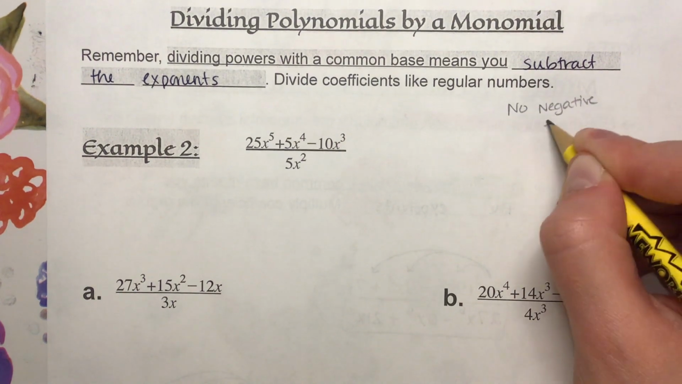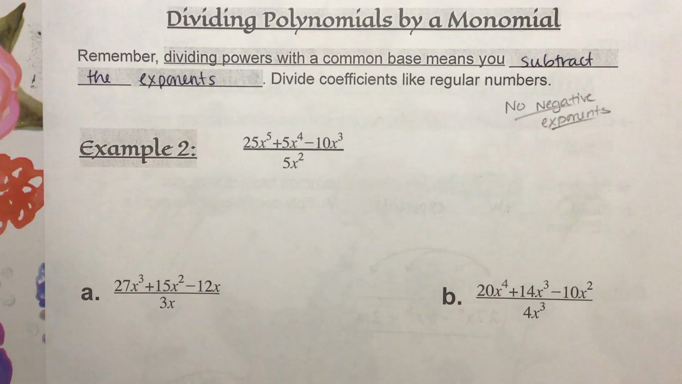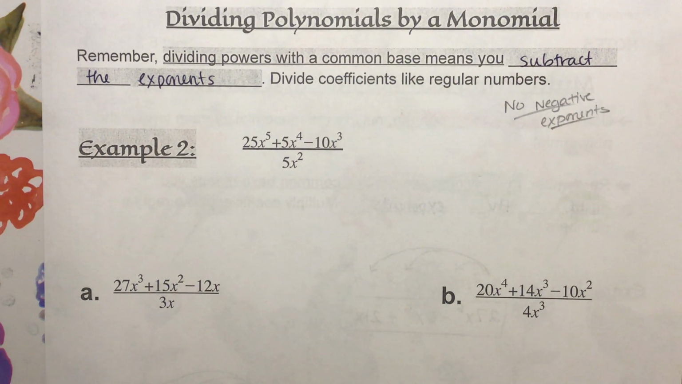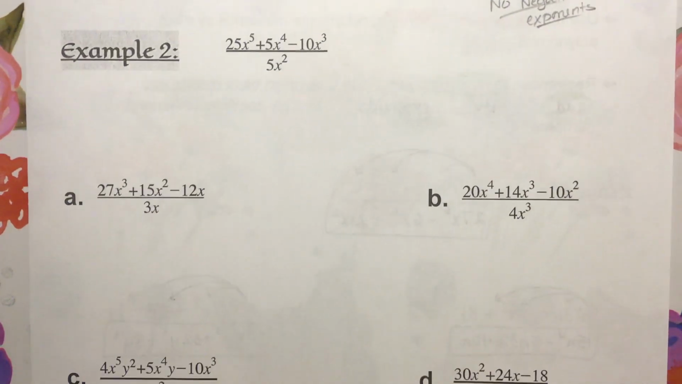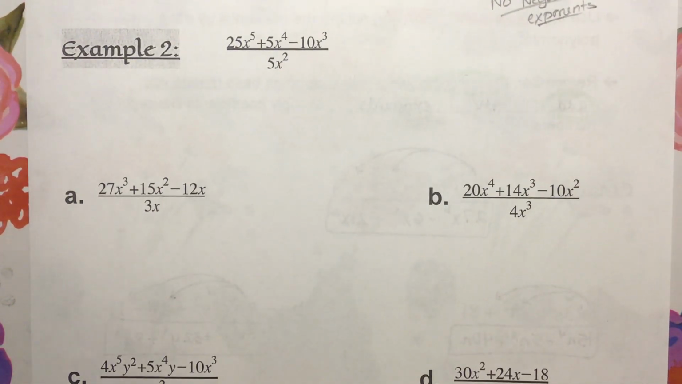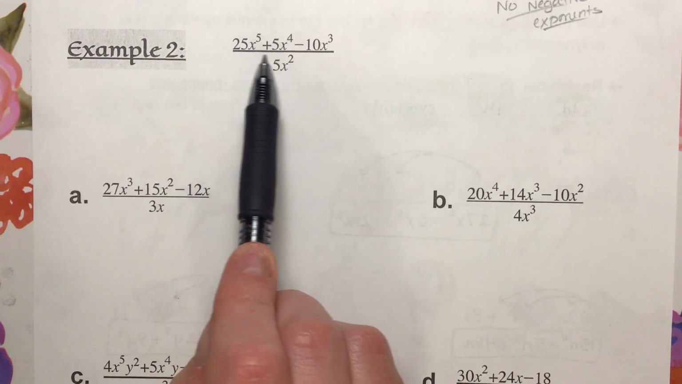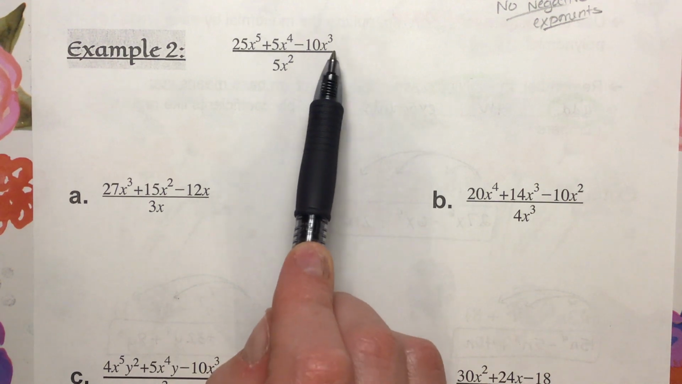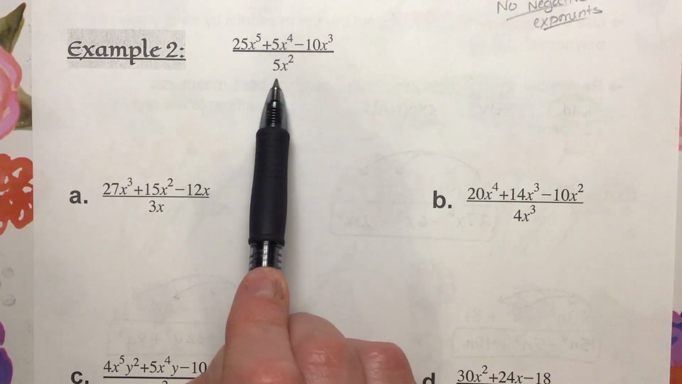So no negative exponents. We cannot have negative exponents in our final answer, so we're going to make sure we're always writing these mathematically correct. Now in this example, in all of our examples, I have a polynomial divided by, because that's what a fraction bar means division, by a monomial.